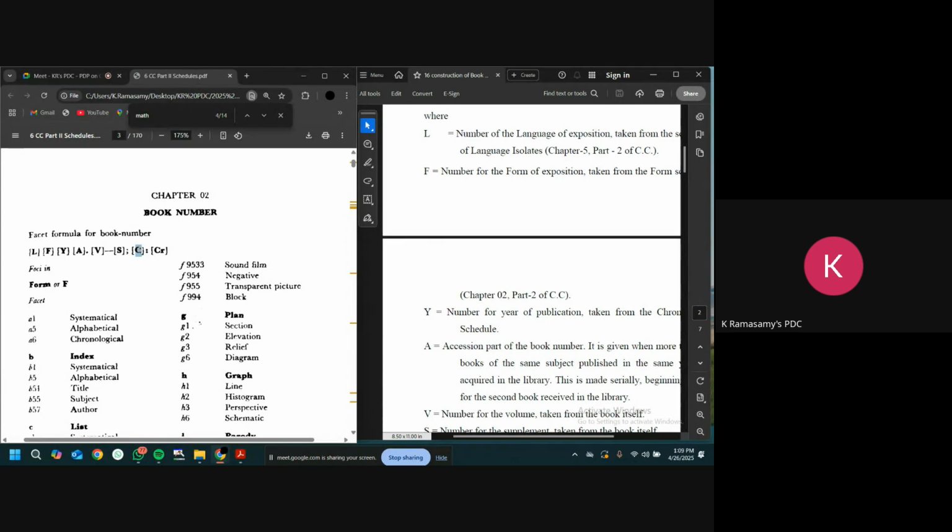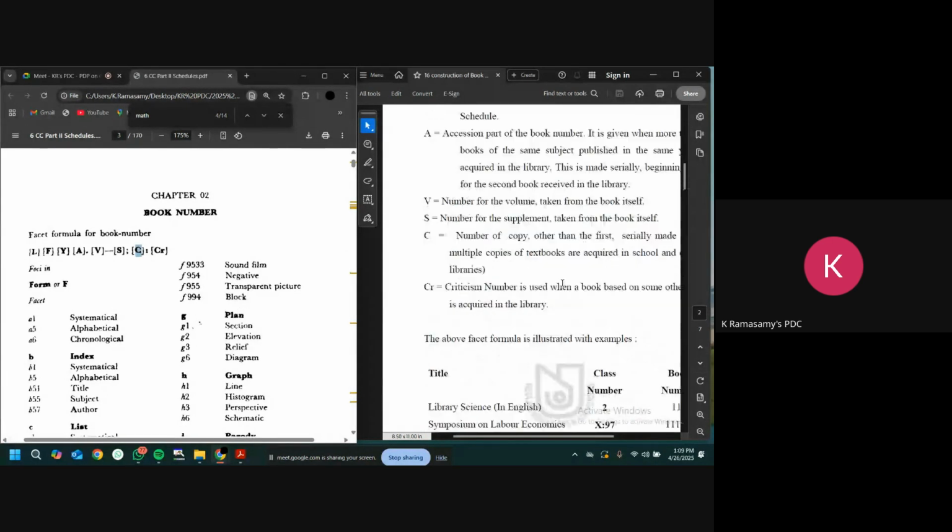Same book, same author, same language, same year, everything is the same. How do you differentiate one copy from the other? By writing the copy number. How to include the copy number? By giving a semicolon. Yes, fine. Then finally, criticism. See, there is a book published by one particular author. Another person is criticizing the first book and writing another book. So a criticism book's number can have colon G. CR stands for criticism, colon G. So this is how you can construct a book number.